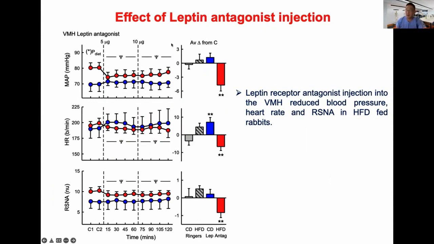So as you can see, when the leptin antagonist was injected in the 3-week high-fat diet fed animals, there was a reduction in blood pressure in a dose-dependent manner, meaning when we gave a stronger dose of the leptin antagonist, there was a reduction in blood pressure and also heart rate as well as the renal sympathetic nerve activity. On the right-hand side, this bar graph shows the average change from the control period. So we know in the ventromedial hypothalamus, leptin antagonist reduces the blood pressure, heart rate, and sympathetic nerve activity.